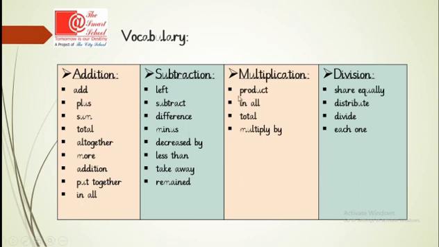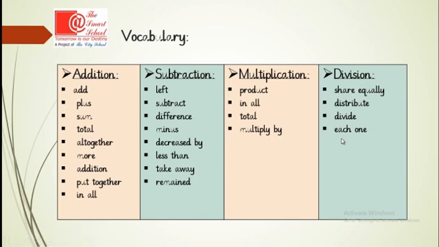For multiplication, if we have the words product, in all, total, multiply by in a word problem, then we decide that yes, we have to multiply. For division, we can see the words share equally, distribute, divide, each one. So if we see these words, we will divide in the word problems.